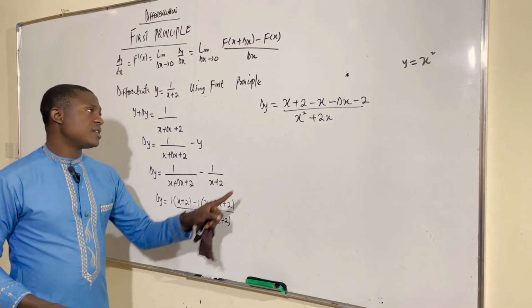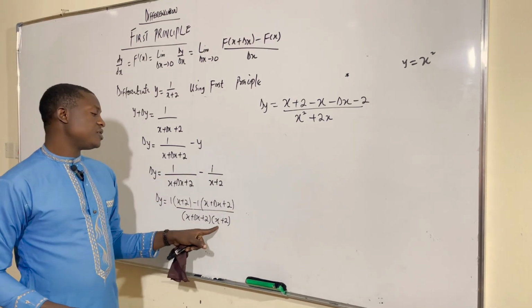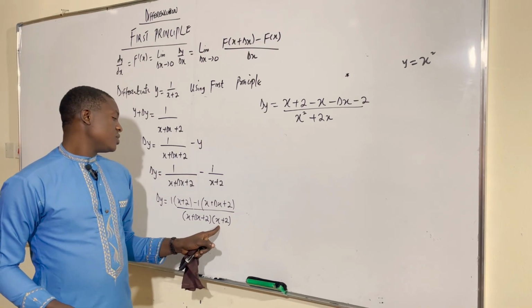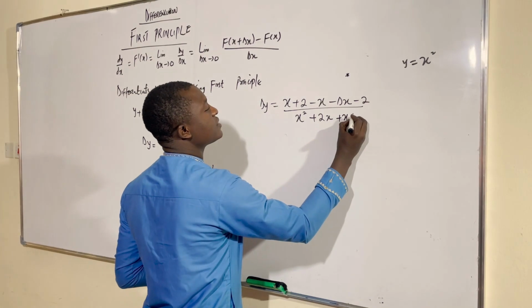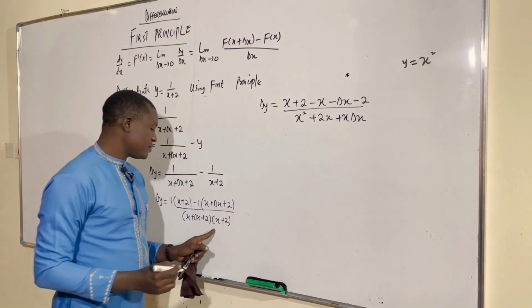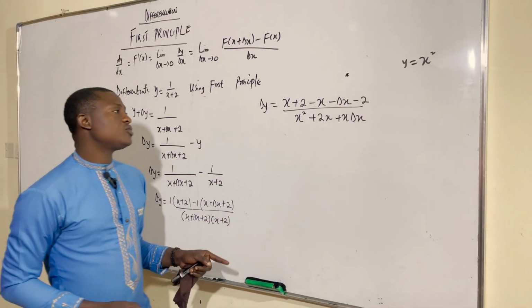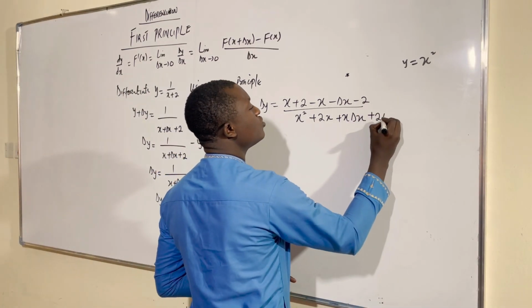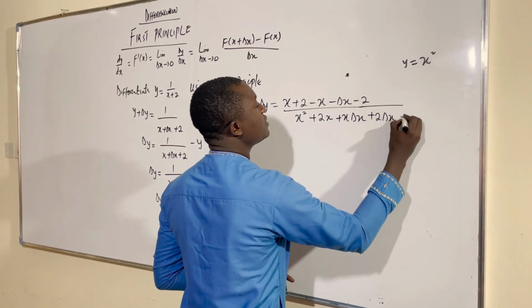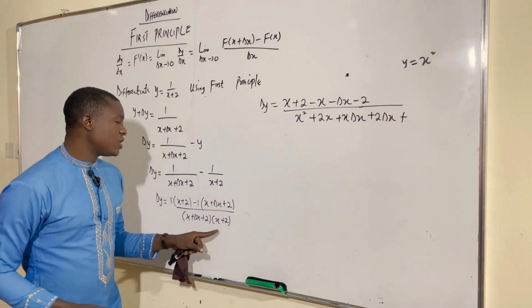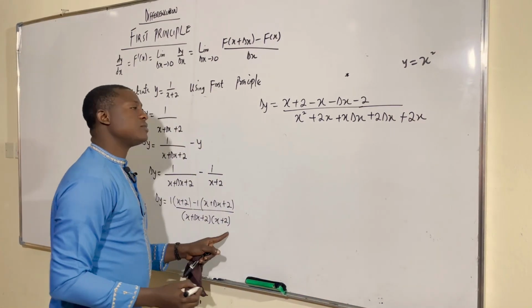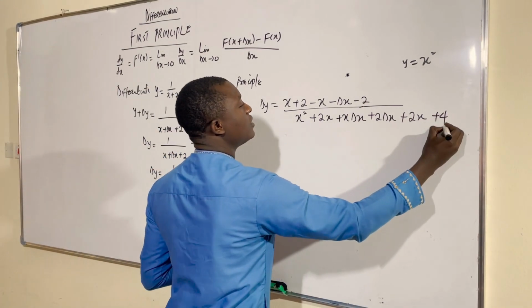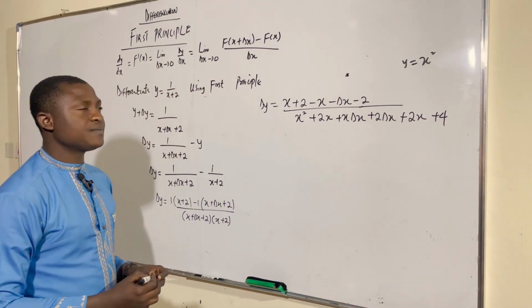So x times x, I have x squared. X times change in x times 2, I have 2x. Now change in x times x, and we have x change in x. Change in x times 2, and we have 2 change in x. Then the last one, 2 times x, we are going to have 2x. 2 times 2, we are going to have 4. I hope you get it right.